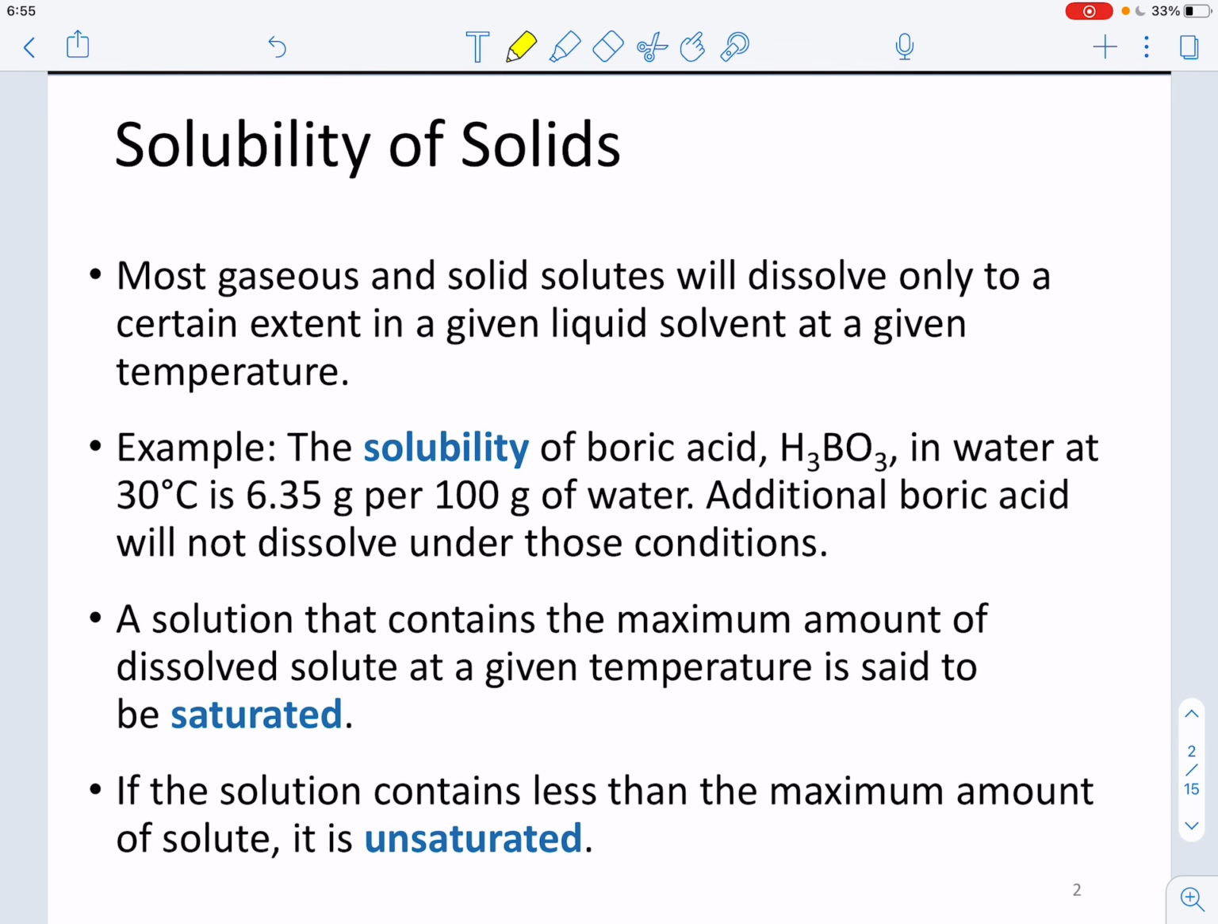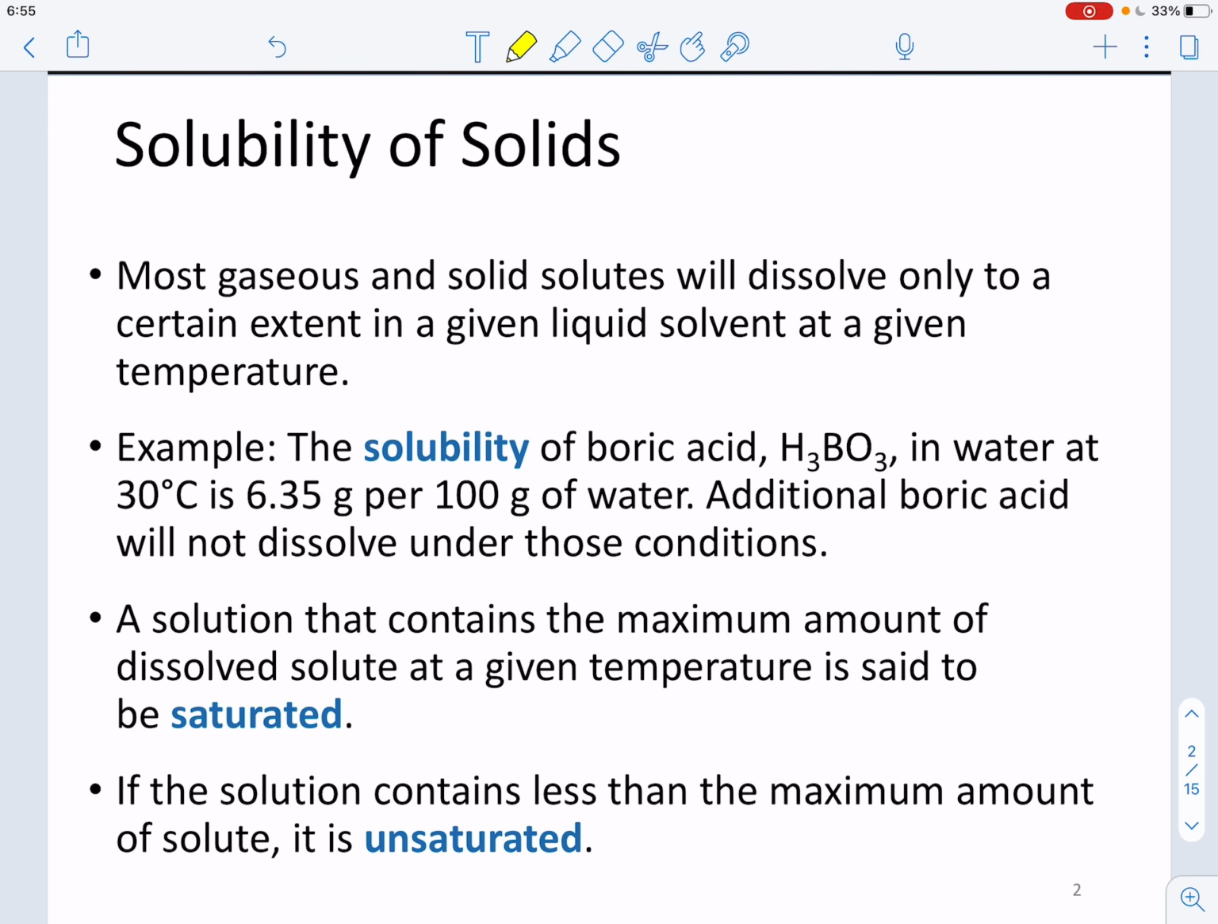Well, temperature has a big role here, and normally, as you increase temperature for a solid, the solubility will increase. You will be able to add more solid to that solution if you increase the temperature. But the opposite is true for a gas. But we're going to take care of the gas later.